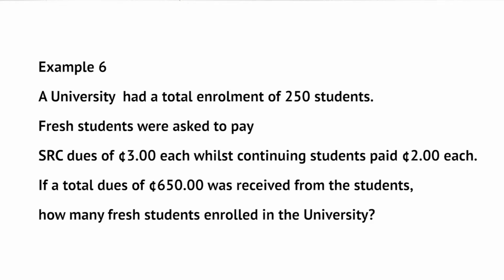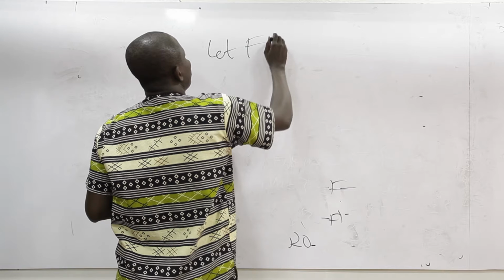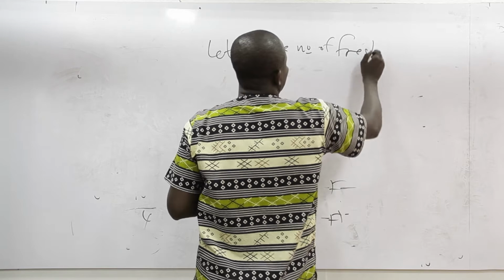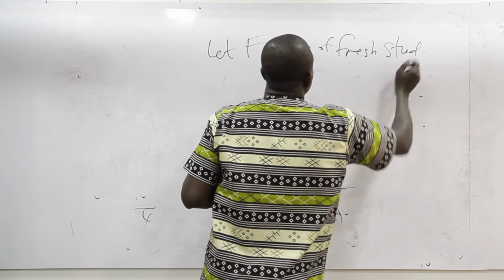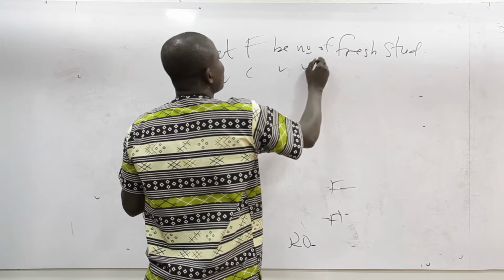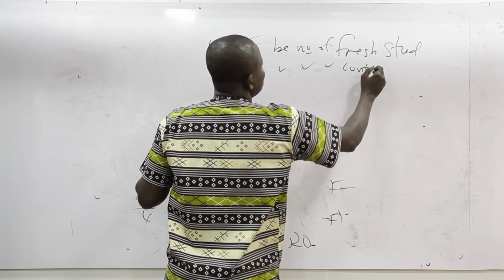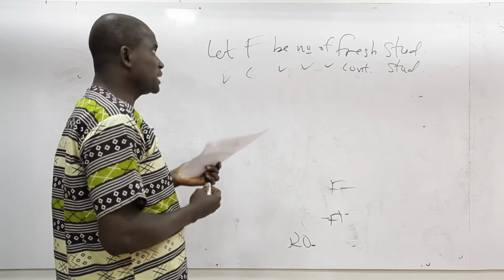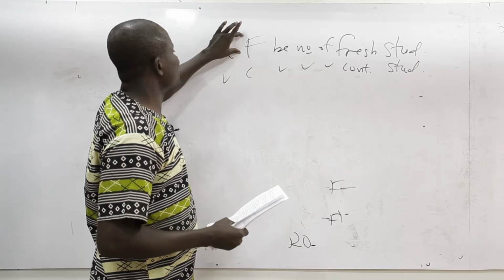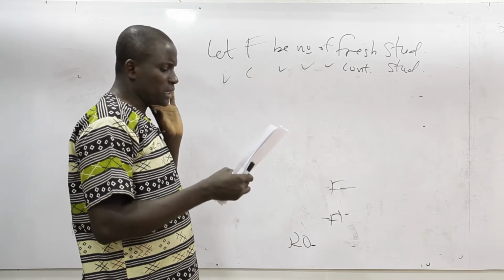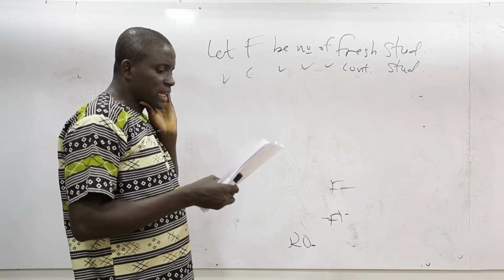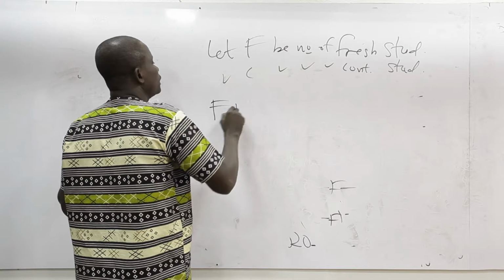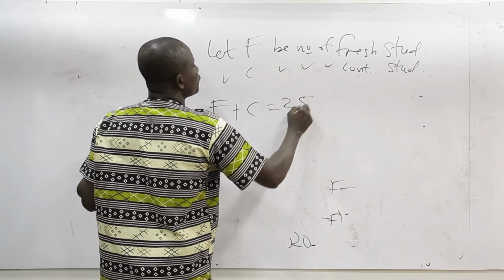Fresh students, so let F be the number of fresh students. And then C be the number of continuing students. Now let's see. The moment you know the number of fresh and the number of continuing, when you sum it up, you get the enrollment. He said that the total enrollment was 250 straight away. So what do you do? So the number of fresh students plus the number of continuing students is equal to 250. All right.